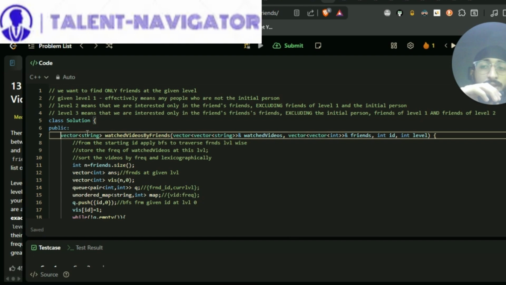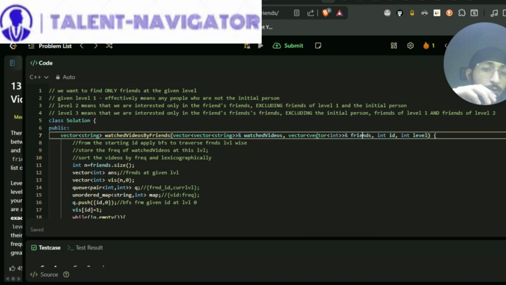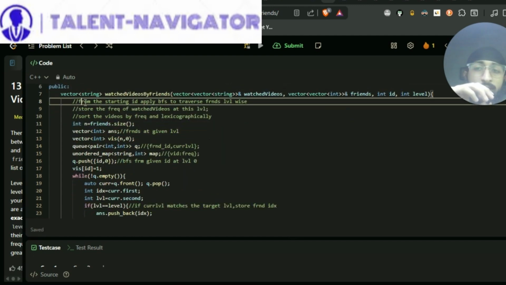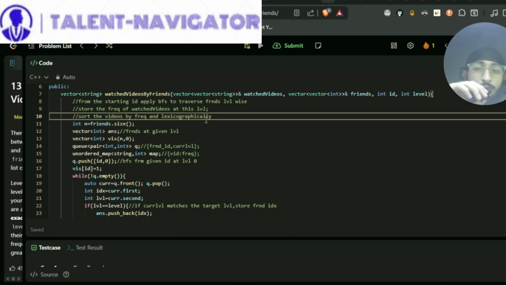Our function is going to return a vector of string, which will be the watched videos sorted by frequency and lexicographically. So we take a vector of string type watched videos, a vector of vector of int friends, an int id and an int level, which is the target level where we have to reach. The id is the starting person. From the starting id, we apply BFS to traverse friends level wise. Then we store the frequency of watched videos at this level, and finally sort the videos by frequency and lexicographically.